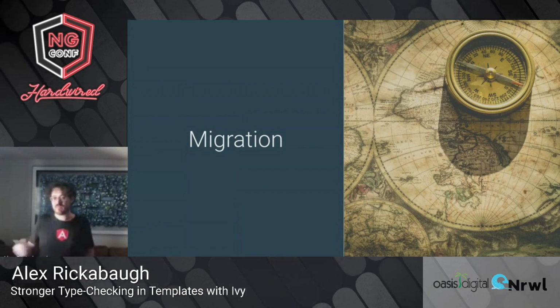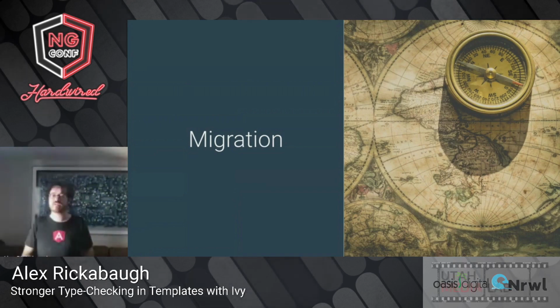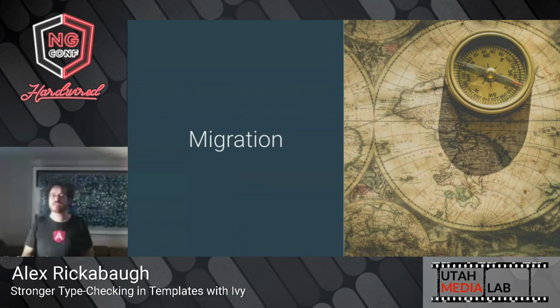How do you get there from here, though? If you have an application, I think someone asked this question on the stream yesterday, that has hundreds of components, it's not trivial just to turn on a new type checking flag and subject all of your templates to much more rigorous validation.